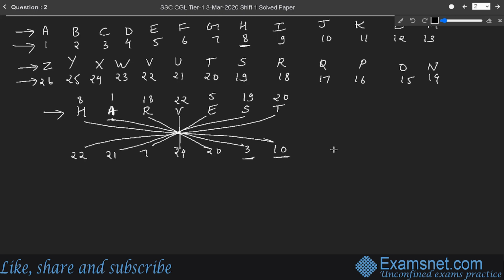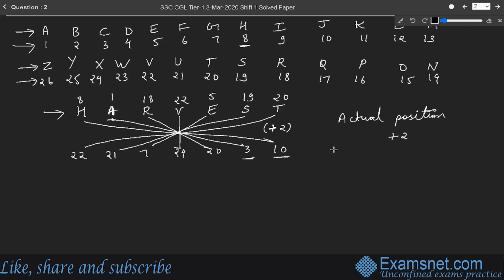So have you understood the concept here? The concept is actual position plus 2. Like we have done, the position of H is 8. This is the actual position and we have added 2. So 8 plus 2 gives 10. So plus 2 is the concept, that is adding 2 to the actual position.